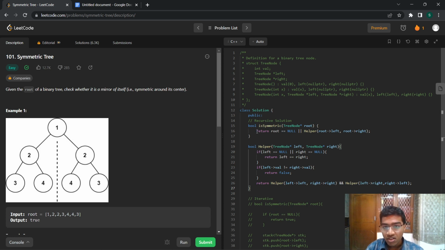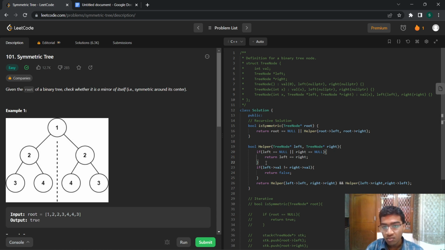In the original function, I check if root is equal to null, then it means there is no node, so it's obviously a mirror, and we can return true. Otherwise, I call the helper function, passing root left and root right. In the helper function, I first check the nodes: either both of the nodes should be null, or if one node is null and the other is not, then I can directly return false.